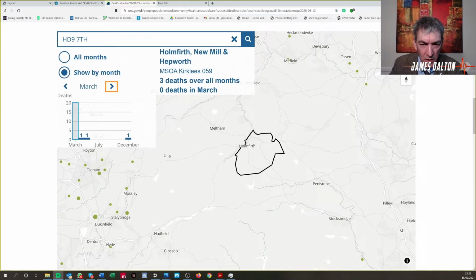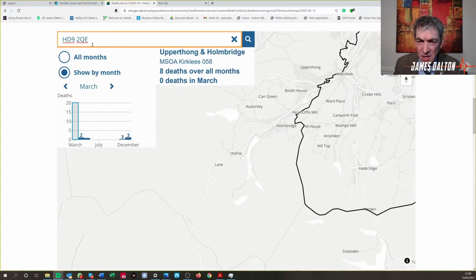Let's now go for one of the other areas, which is the Upper Thong, Nether Thong, the northwest side of Holmfirth. So we'll put another, again, apologies if this is your postcode. It's not intentional. I haven't picked on anybody. We'll go for 2QE. That should be somewhere down in Upper Thong, I think-ish.